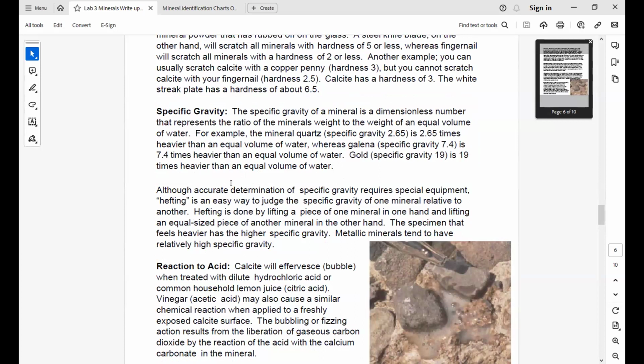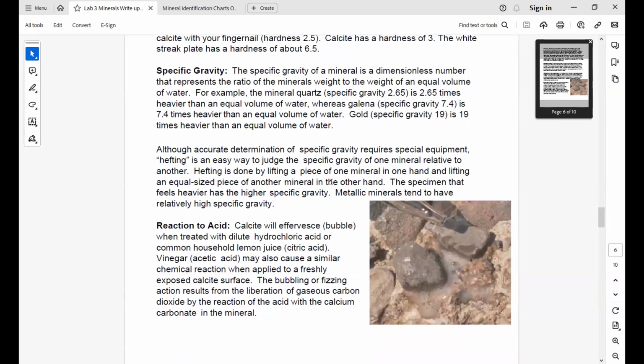So what we're going to do is, we don't specifically ask you to put it down on the chart you're going to fill out, but you might just weigh in 2 hands, 1 mineral compared to another. And if one is really heavy, then it has to have a higher specific gravity than the one that has less weight to it. Metallic minerals especially have a tendency to have a higher specific gravity.